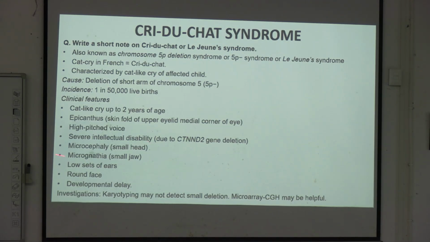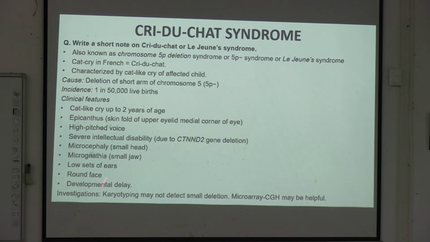Microcephaly means small head. Micrognathia, there will be a small jaw, low set ears, round face, and developmental delay. So these are the clinical features of Cri-du-chat syndrome. The main feature is a cat-like cry up to 2 years of age.